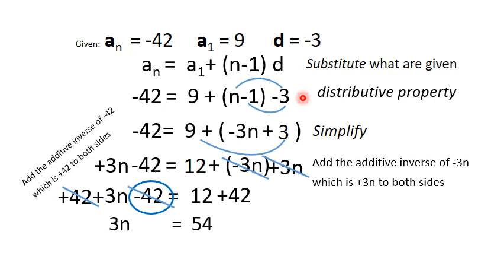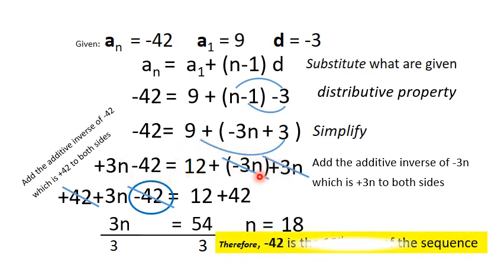Left side, nagkaroon tayo ng 3n, and combine 12 plus 42 will give you 54. So to get the value of n, divide both sides by 3, and n is equal to 18. And therefore, 42 is the 18th term of the sequence.